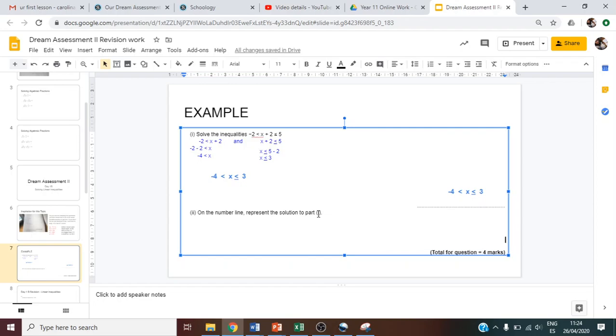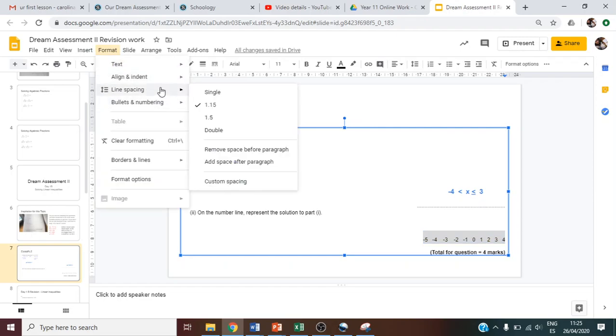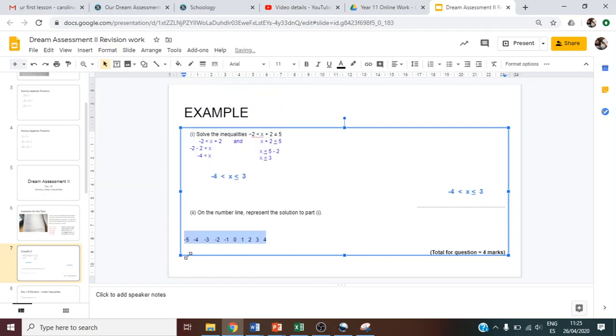This is going to be -5, -4, -3, -2, -1, 0, 1, 2, 3, 4. Now it doesn't have to start with 0, but it has to have the values from my inequality on it because those need to show up when I draw this. I'll put this alignment format. Okay, that's easier for you to see now.